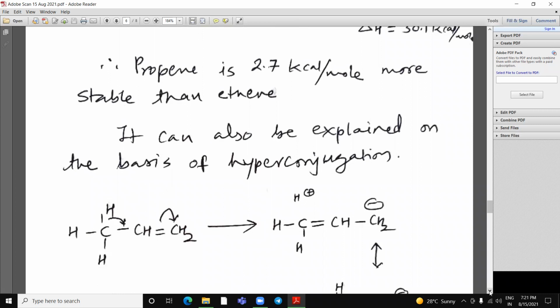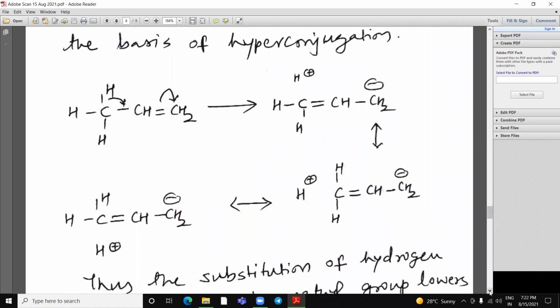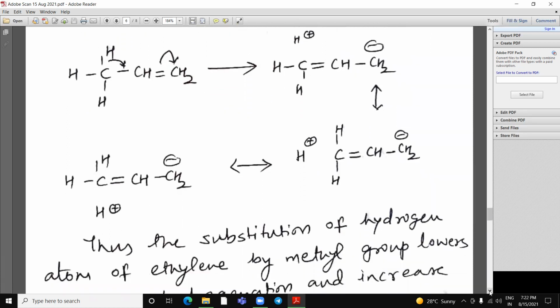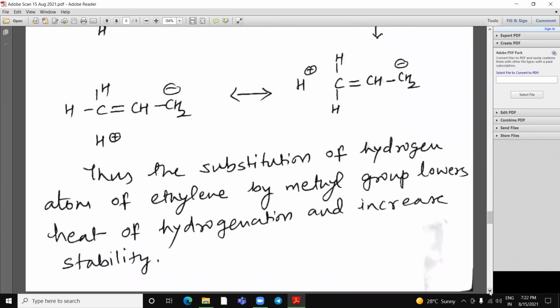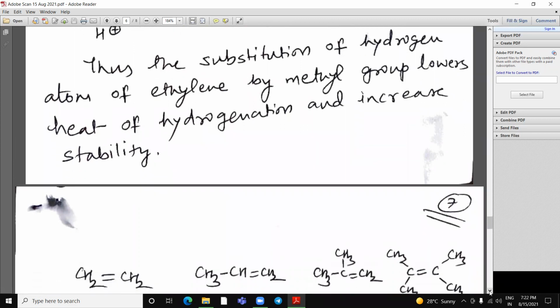It can also be explained on the basis of hyperconjugation. See here, due to this hyperconjugation, this molecule has resonating structures, so this propene is more stable. Thus, the substitution of hydrogen atom of ethylene by methyl group lowers heat of hydrogenation and increases its stability.